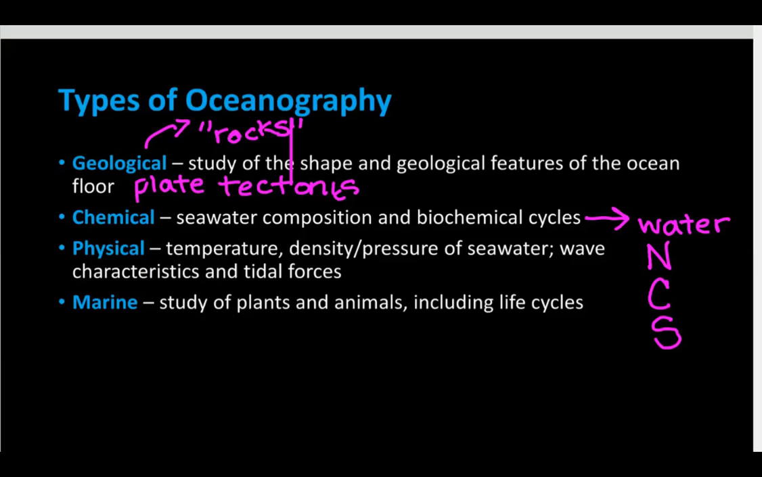Physical oceanography is going to talk about temperature, density, pressure, wave characteristics, tidal forces, basically things that you might think of in like physics, right? So chemical is going to be kind of like chemistry, which is kind of nice. They kind of sound the same. Physical sounds a lot like physics. So it would be the physics side of basically physical science, or physics-y kind of things.